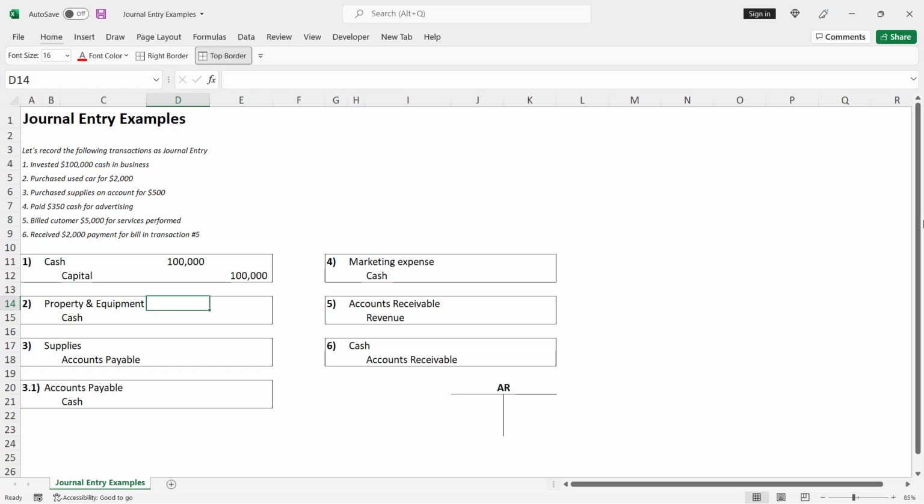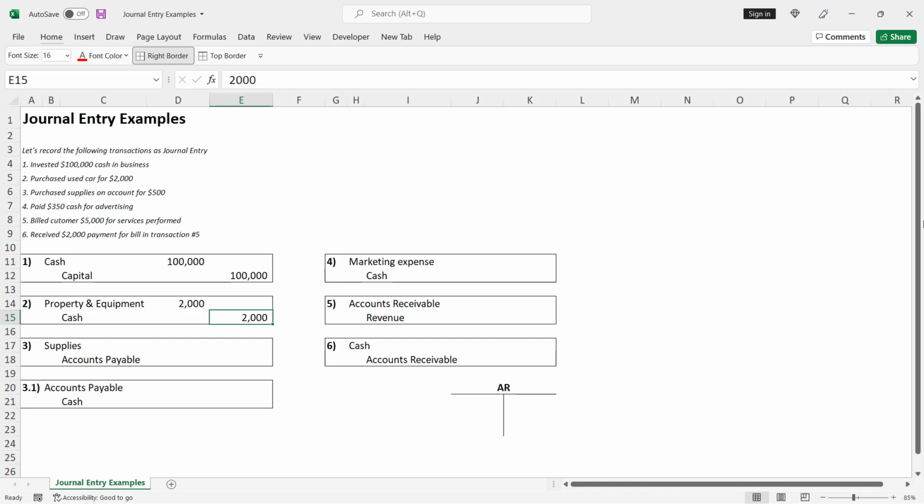The second transaction is we purchased a used car for $2,000. We debit, in this case scenario, property and equipment account for $2,000. We will credit cash for $2,000. Credit makes an asset go down, so it shows that cash goes down in this case scenario, while property and equipment is an asset and it goes up as we debit it.